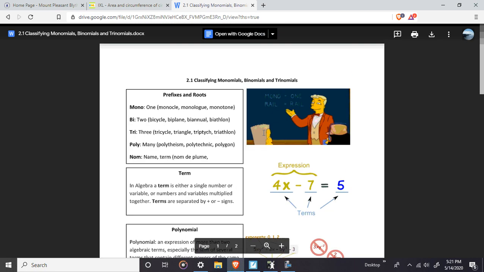Rewatch the video if you have to get the vocabulary terms, and please watch Marge versus the Monorail if you guys have Disney Plus. It's really funny.